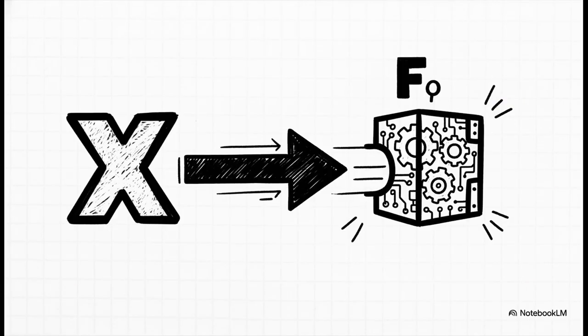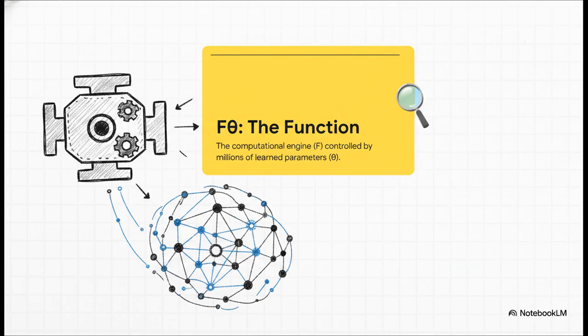Okay, so we've got our input, our X. So where does it go? Well, it flows right into this part of the blueprint. You can basically think of this as the AI's brain. This is where all the heavy lifting happens. See? The F here, that's the function, the engine of the AI. And that little theta symbol represents the millions, sometimes billions of parameters the model learned during its training. So when you see F theta together, that's the AI's brain, processing your input based on everything it's ever learned.